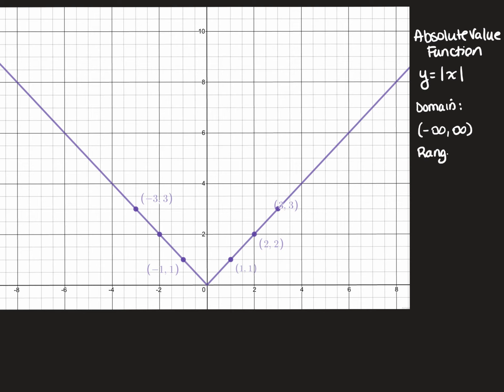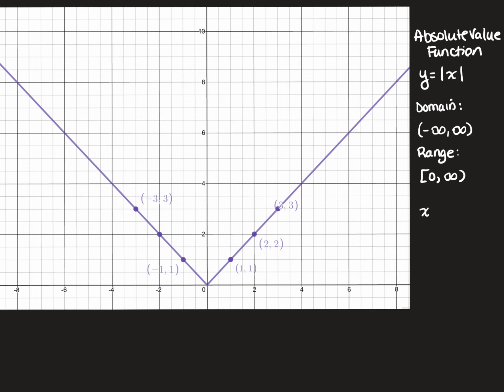But our range, notice that our graph never falls into the negative y values. So that means that our range has to remain positive. So our range is going to have values from 0 to positive infinity. It's only values that are greater than or equal to 0.